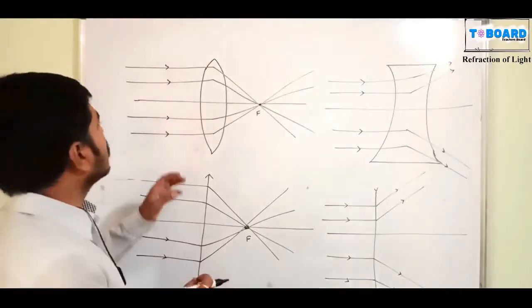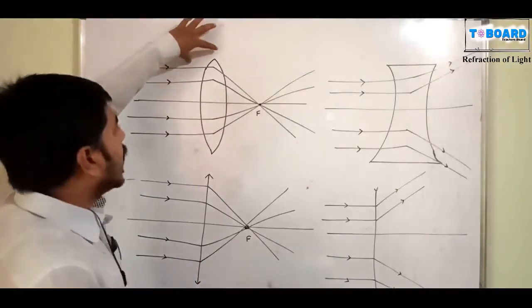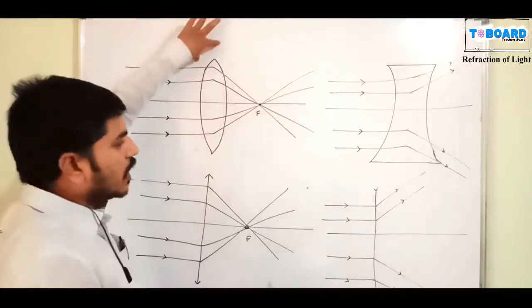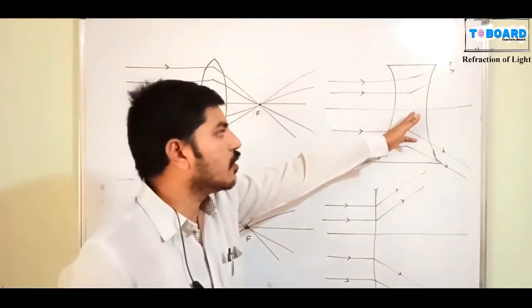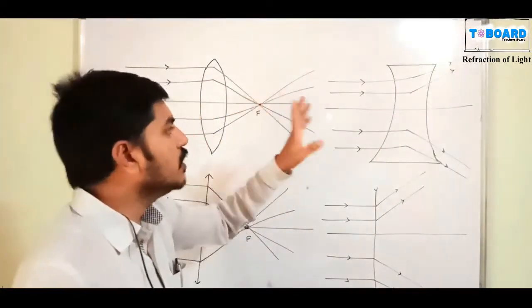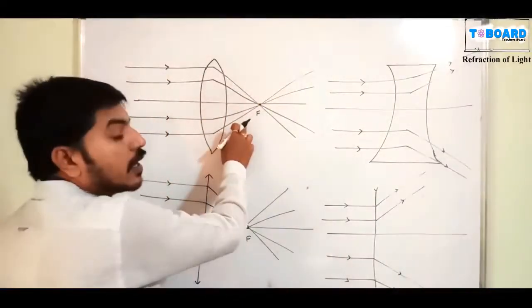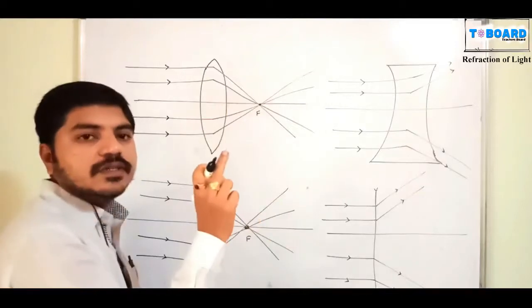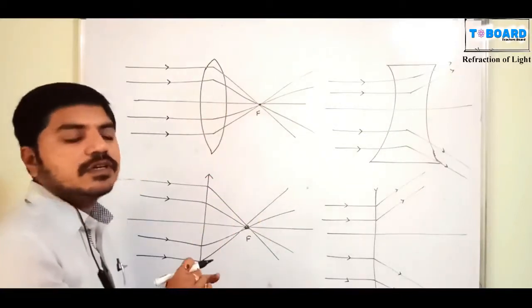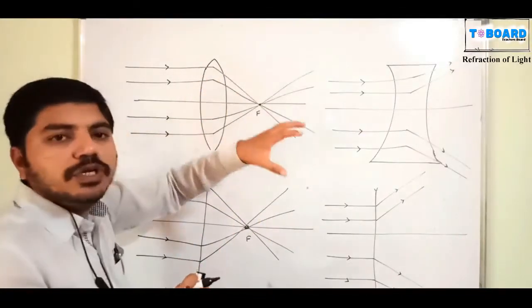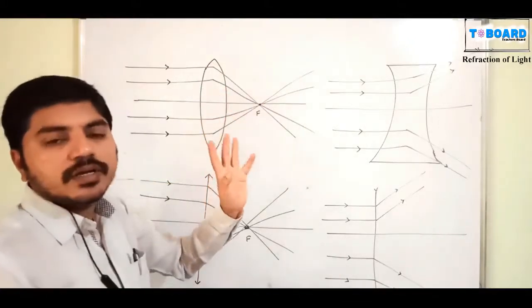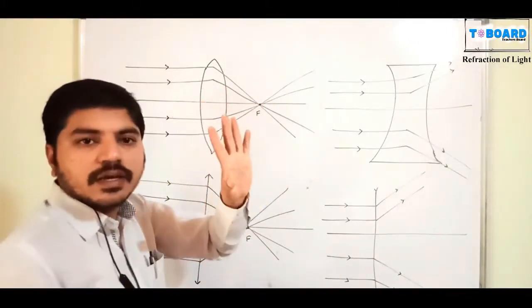Okay, here we see the biconvex lens, and here it is a biconcave lens. So in this topic, what does that mean? A biconvex lens is a convergent lens or converging lens. Converging means after refraction the rays will meet at a single point. That is called converging.